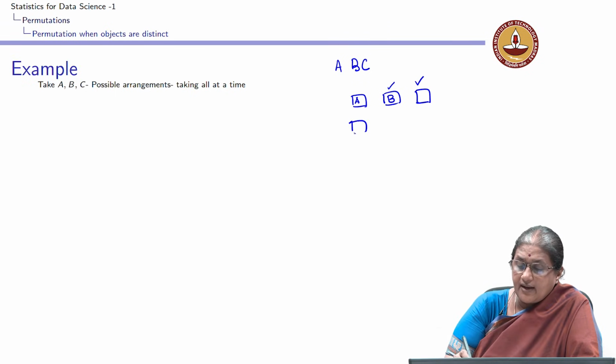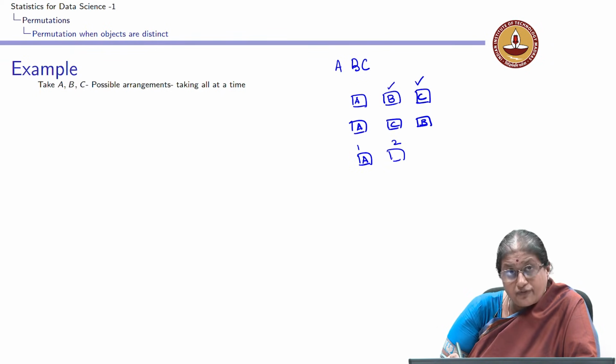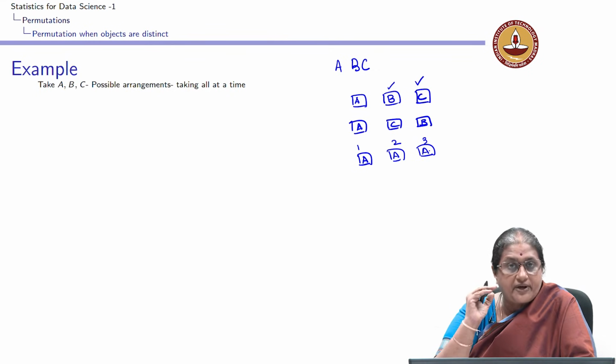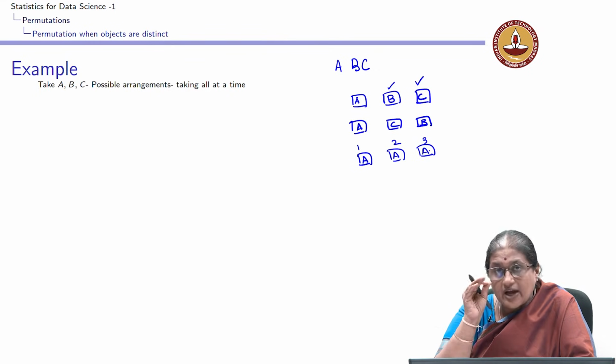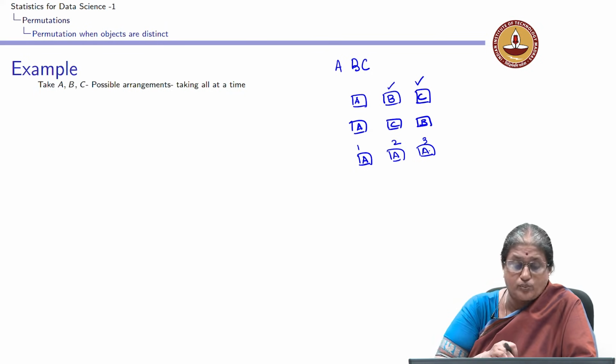So, I had A with B, C or C, B. But suppose I am allowing repetitions. So, if I fill A in my first box, A is available for the second box, A is available for the third box also. So, A is a valid arrangement because I am allowing repetition. I am not saying that once I have put a particular thing in a box that is not available for filling up the other 2 boxes.